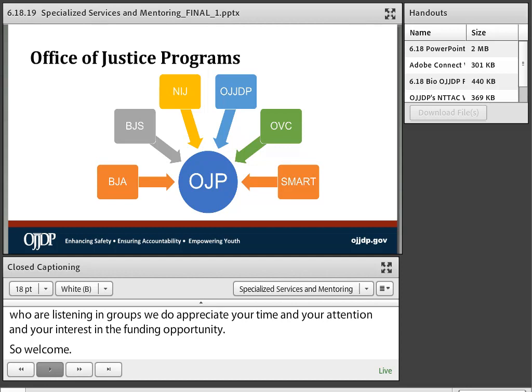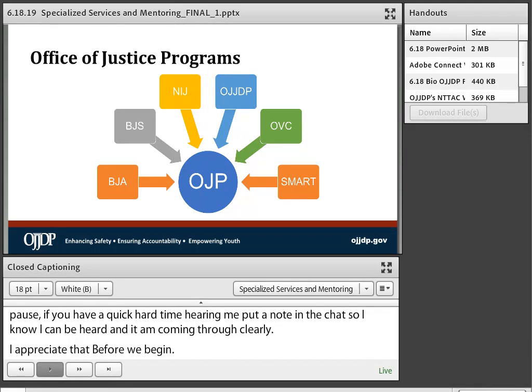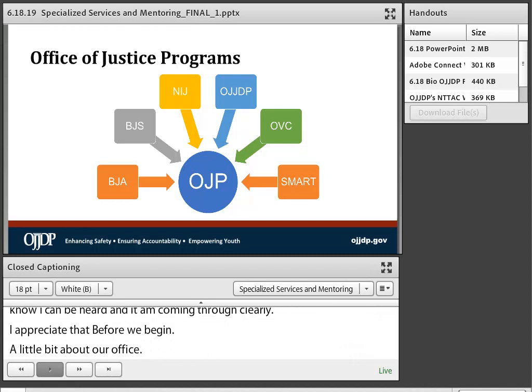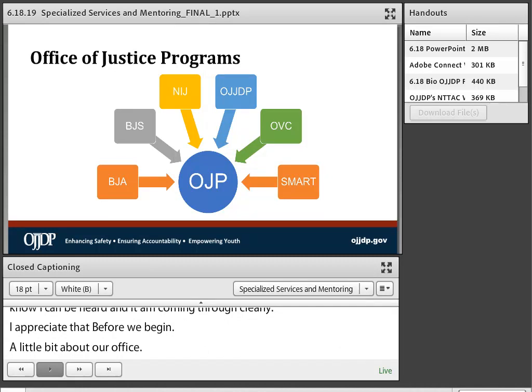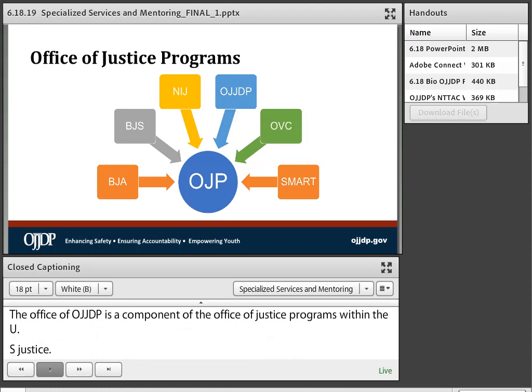Before we begin, a little bit about our office. The Office of Juvenile Justice and Delinquency Prevention, OJJDP, is a component of the Office of Justice Programs within the U.S. Department of Justice. OJP's program offices include the Bureau of Justice Assistance, the Bureau of Justice Statistics, the National Institute of Justice, the Office for Victims of Crime, and the Office of Sex Offender Sentencing, Monitoring, Apprehending, Registering, and Tracking, also known as the SMART Office.